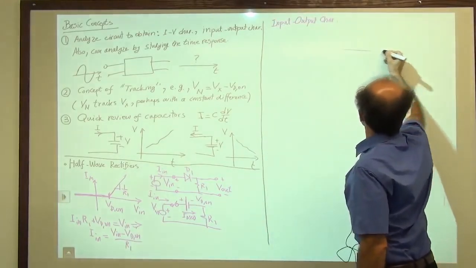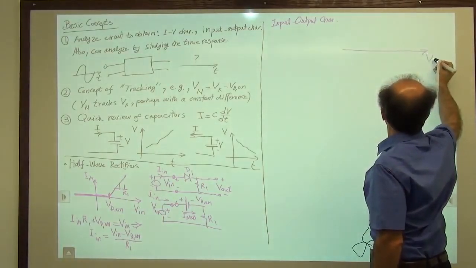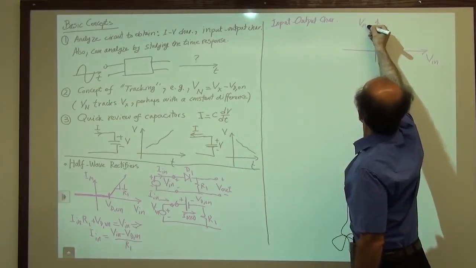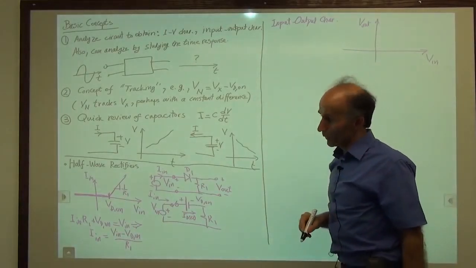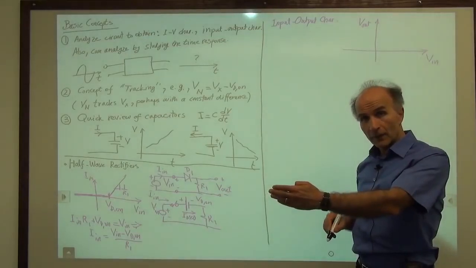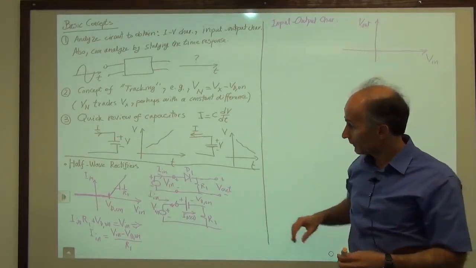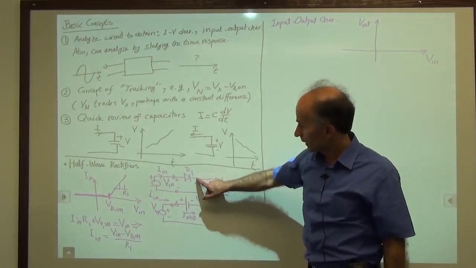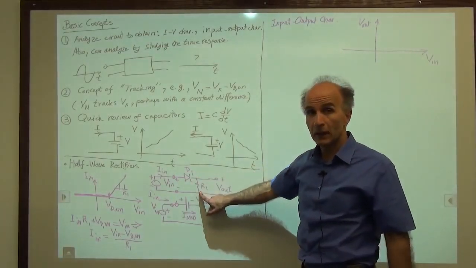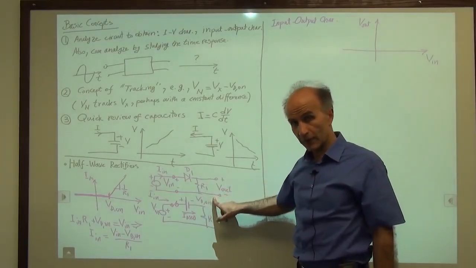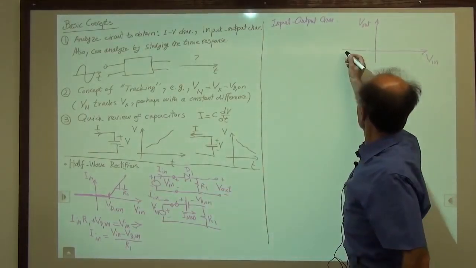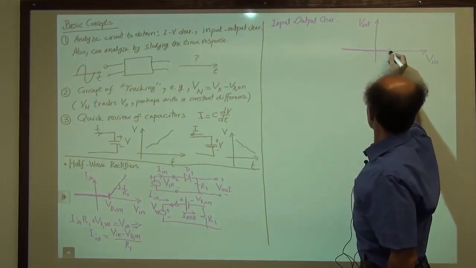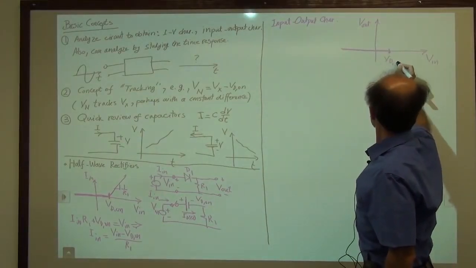All right, well, we have V in here, and then we have V out here. What we know is that if V in is negative, the diode is off. If the diode is off, then we don't have any current. If we don't have any current, the current through R1 is 0. If the current through R1 is 0, the output voltage is 0. So the output voltage is 0 up to the point where the diode turns on. And that's right here, VD on.